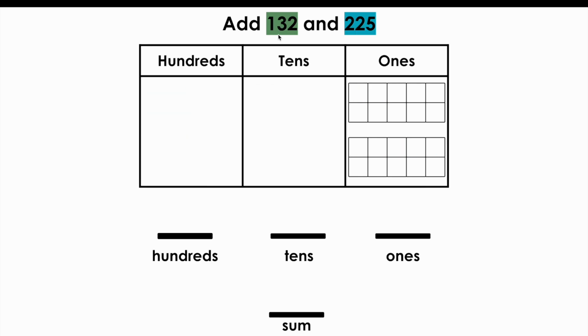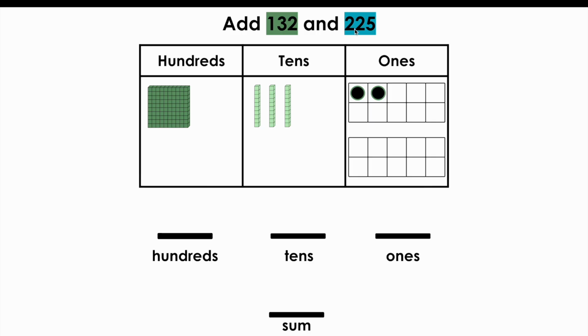Let's add 132 and 225. Let's start by creating a model of 132. In the hundreds place we have a 1, that means 100. In the tens place we have a 3, that means 3 tens. In the ones place we have a 2, that means 2 ones.